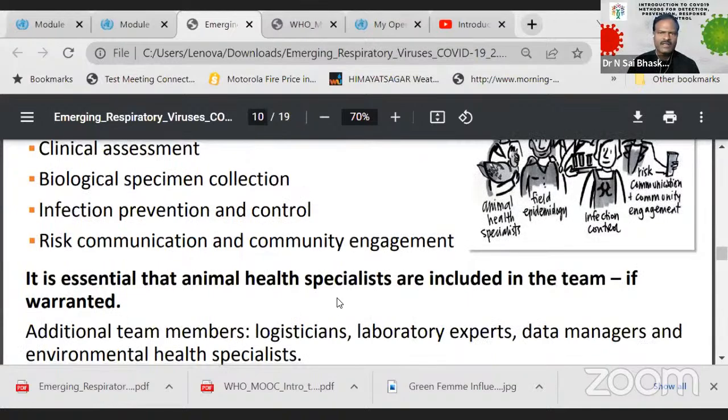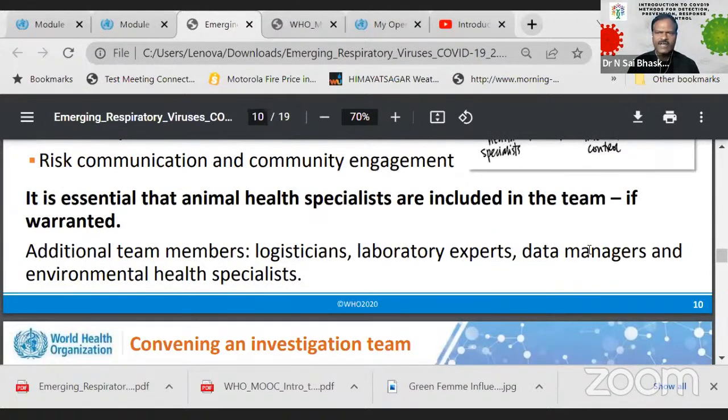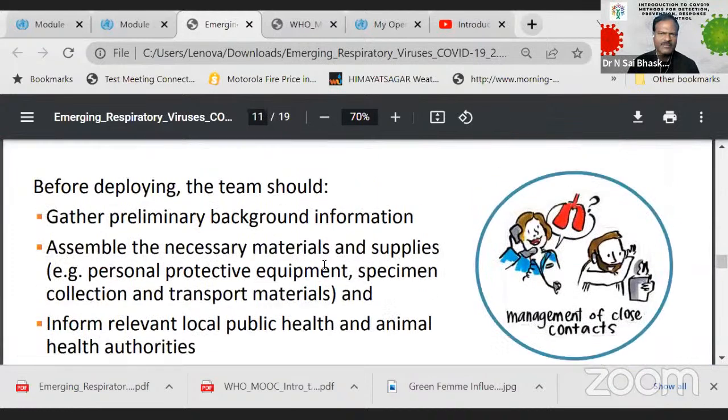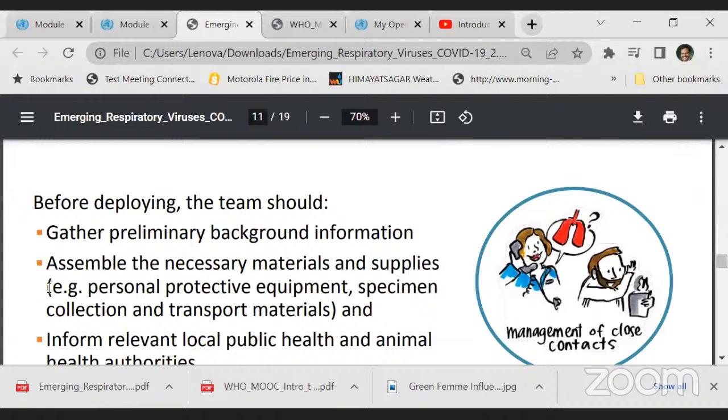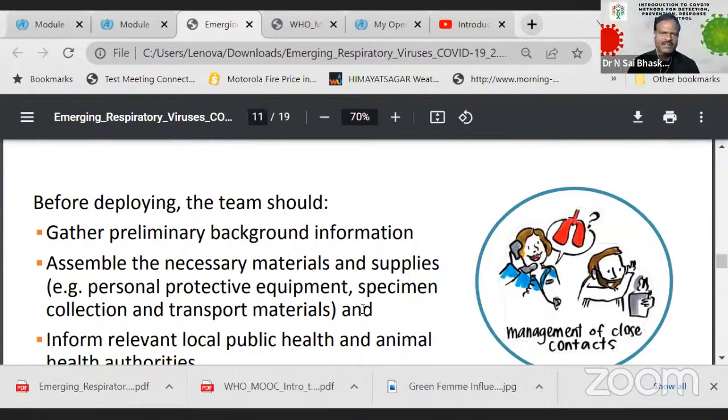And the animal health specialists look into the data of the animals. They had to gather all kinds of information, and the surveillance is very essential, and also necessary materials and supplies. Now we see especially vaccines was the big challenge globally, and many people got vaccinated now, once or twice.